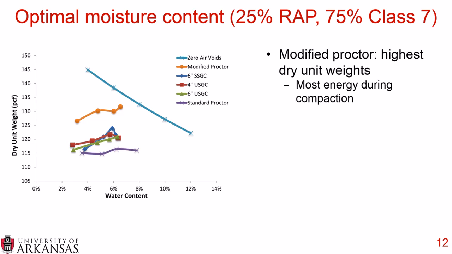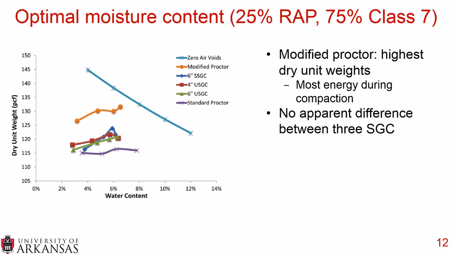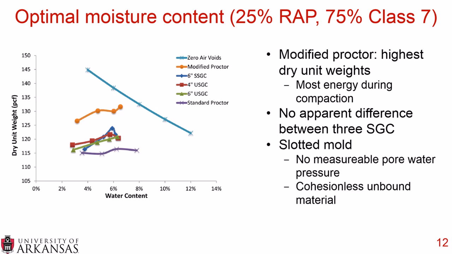And you can see here our final results on the left. We have the modified Proctor, the 3 different Superpave Gyratory compactor molds, and the standard Proctor. The modified Proctor had the highest dry unit weights, and this makes sense because it imposes the most energy during compaction. We really didn't feel like there was a significant difference between the 3 Superpave Gyratory compactor molds, so it didn't matter if it was 4 or 6 inches or slotted or unslotted.